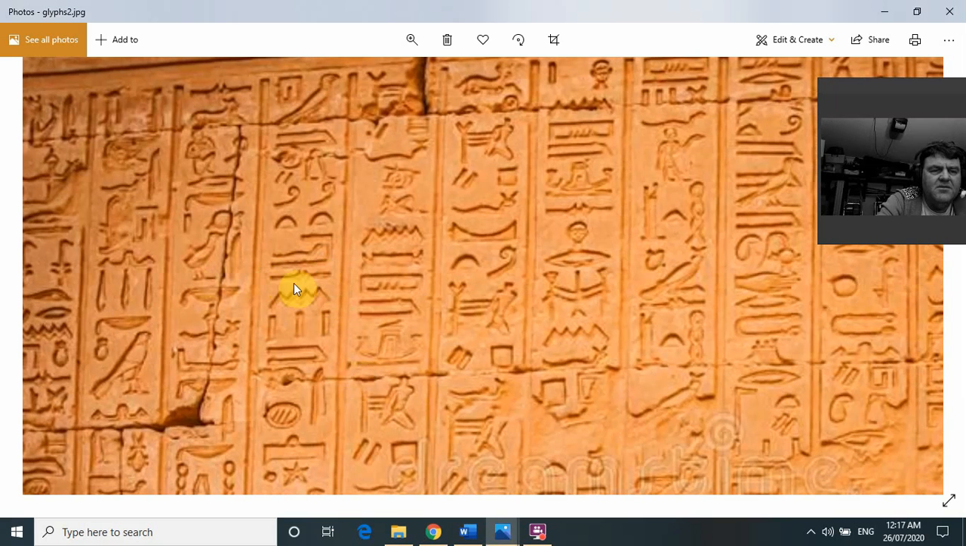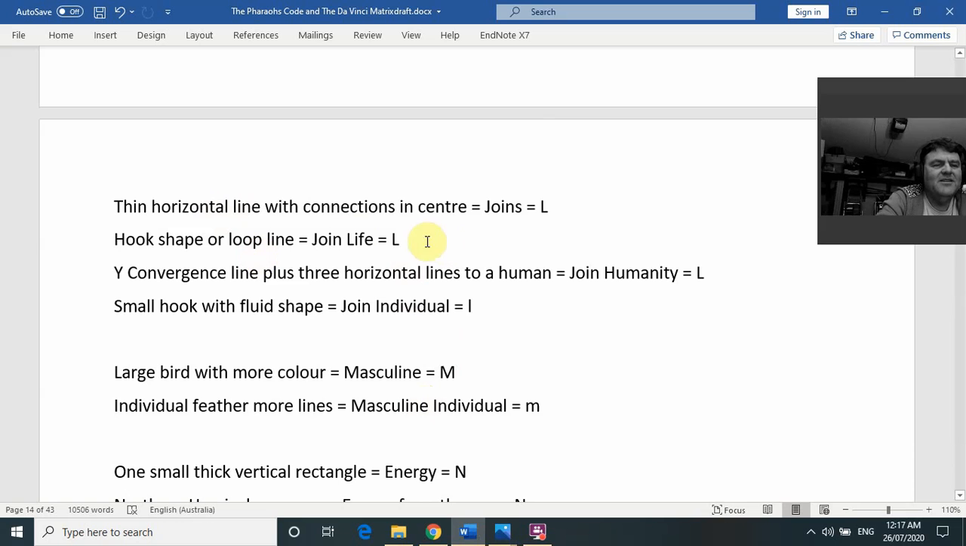Again, straight line because it's the overarching concept, and these triangular points in the middle, they're basically saying the connection has occurred. It's saying there's a connection in the energy, or a join, because it's the join concept. So I should be careful about saying that. Okay, now the join in terms of life is a hook shape or a loop line.